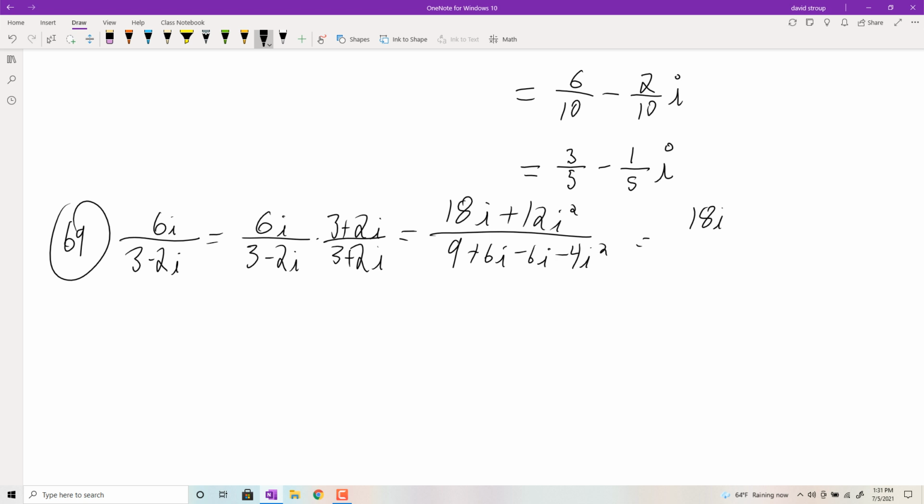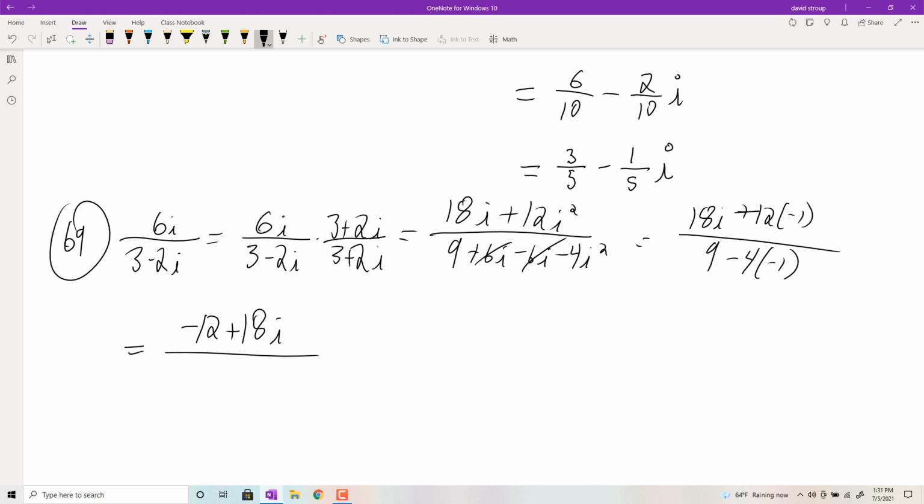Rewriting, simplifying, 18i plus 12 times negative 1, all over, the i's are gone, and then you get 9 minus 4 times negative 1. So let's use the commutative property of addition to rewrite the numerator as negative 12 plus 18i. And then that's all over 9 plus 4, negative negative will become plus, that will be 13. And then again, we need the standard form, so you got to butterfly, so you get negative 12 thirteenths plus 18 thirteenths i. Okay, so I need to see that final form.